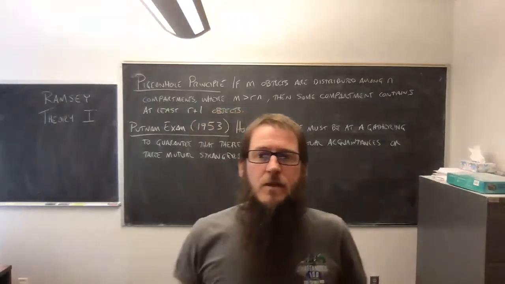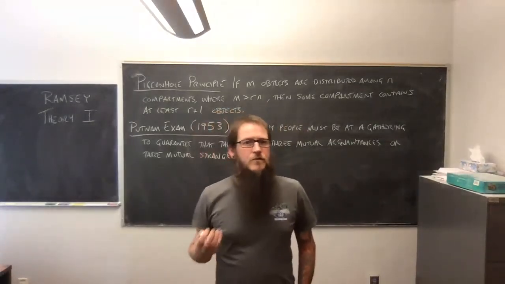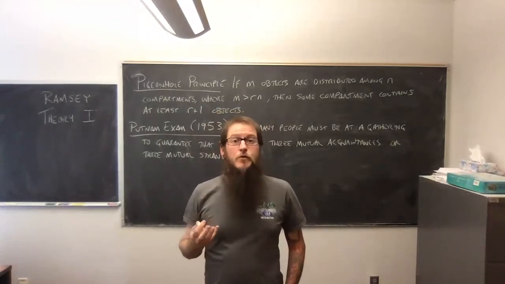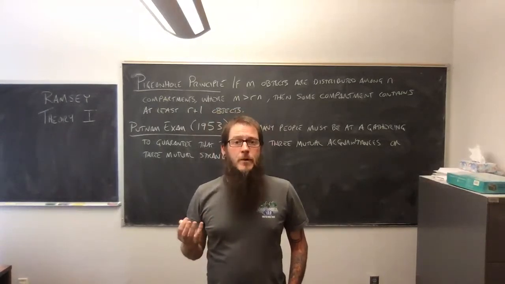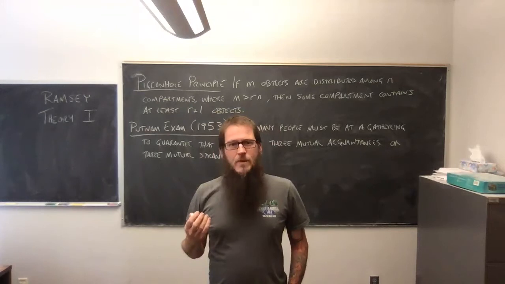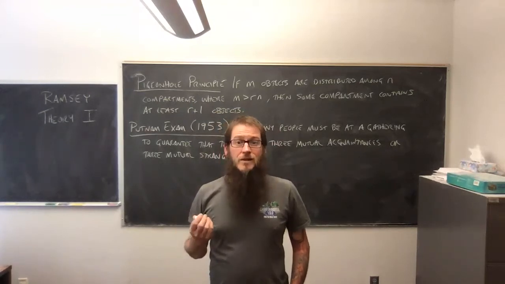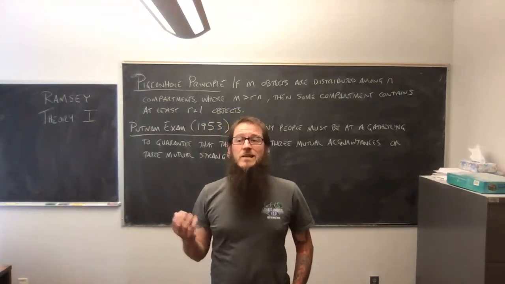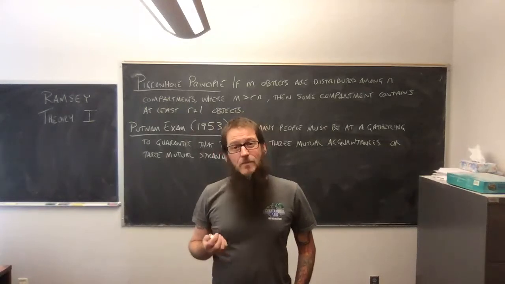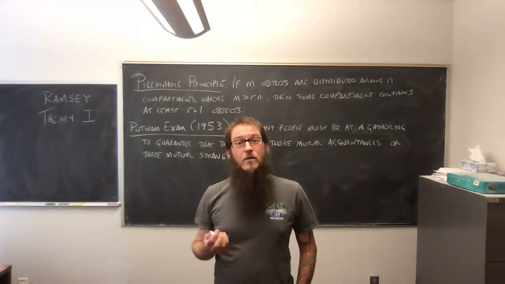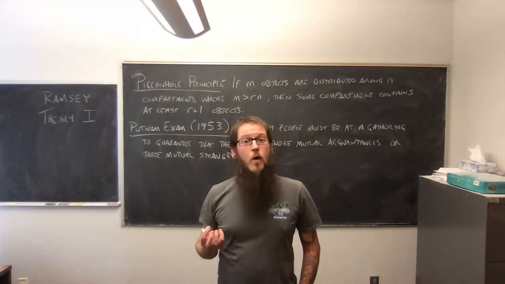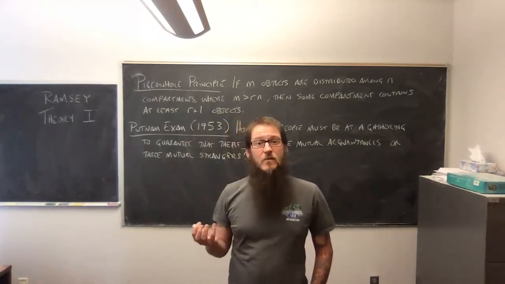All right, so this video is part one of a series of videos that I'm going to put together introducing Ramsey theory. Now, Ramsey theory is named after Frank Ramsey, who died at the young age of 26. And he actually died the same year that he came out with a fundamental paper, which was called On a Problem in Formal Logic. It was in 1930.